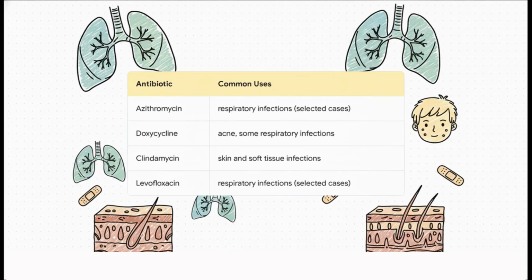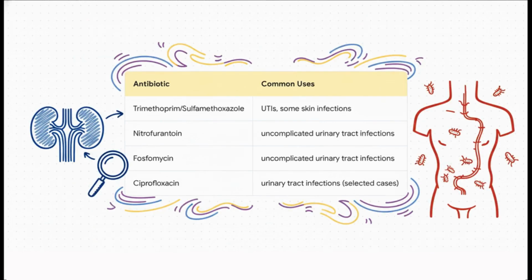Doxycycline is pretty interesting because it's used for respiratory issues, but also for long-term acne treatment. And then there's clindamycin, a real specialist for skin and soft tissue infections. Now, let's look at another specialty area, urinary tract infections, or UTIs. Just look at how many different options there are for this one type of problem. You have a few that are highly specific, like nitrofurantoin and fosfomycin, and then others, like ciprofloxacin, that might be used in more select cases.